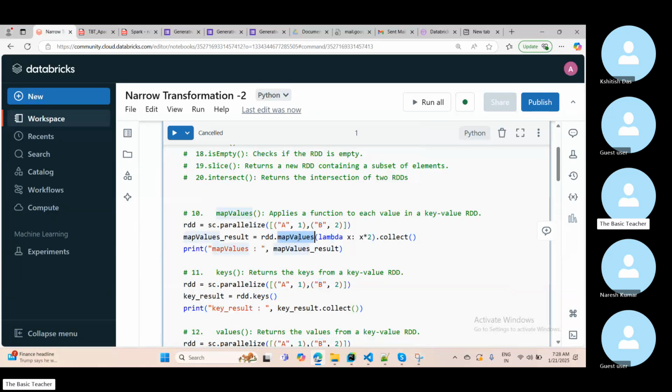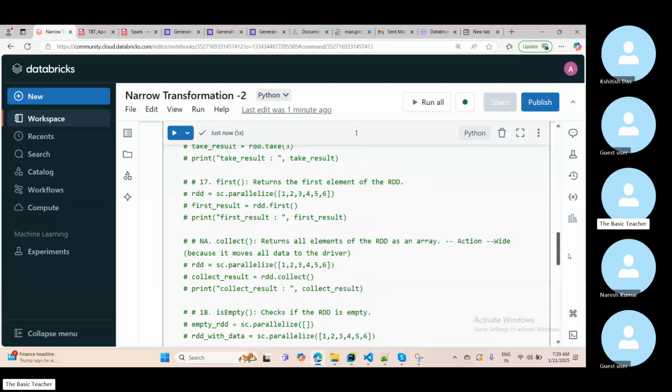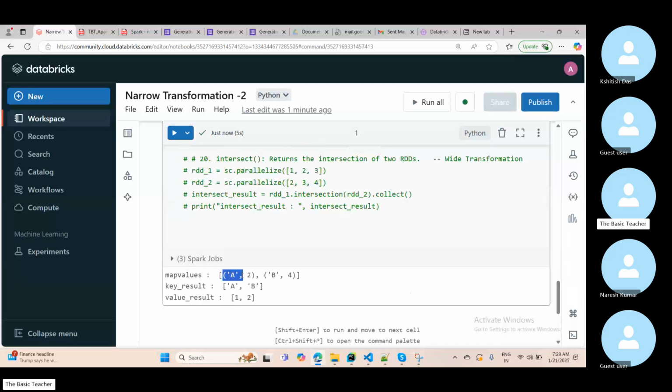Then we have this transformation mapValues. Then using lambda, you want to do something. So let's say you are trying to do this calculation and then collect. Then mapValues result. If you do this, then this is going to apply over each key-value. If you look at the output, what is this? This is A 2 and B 4.